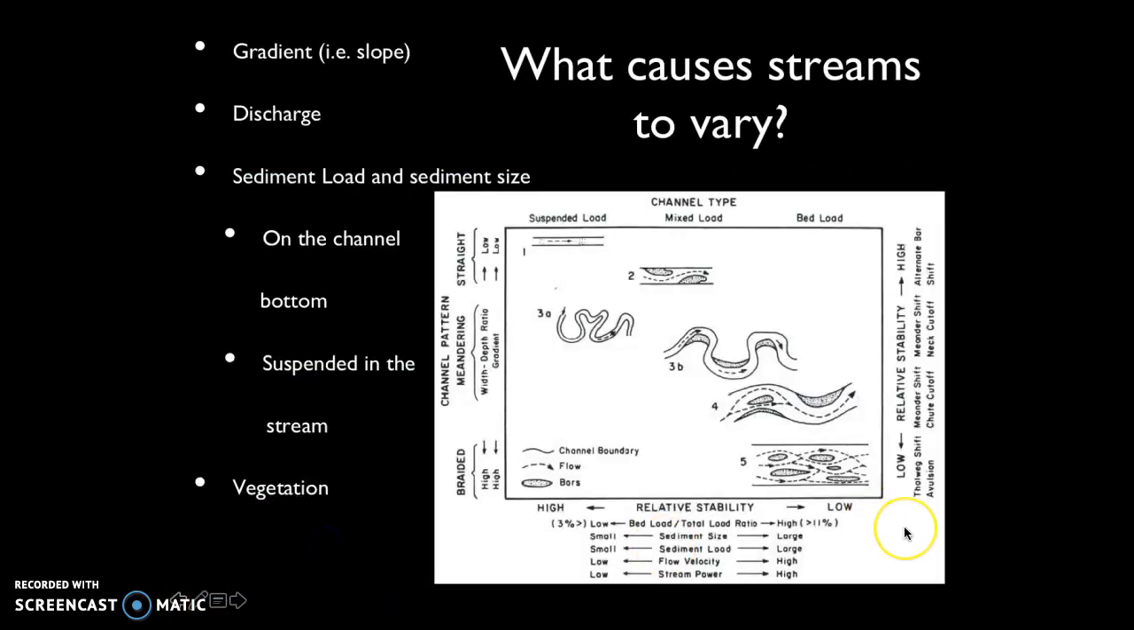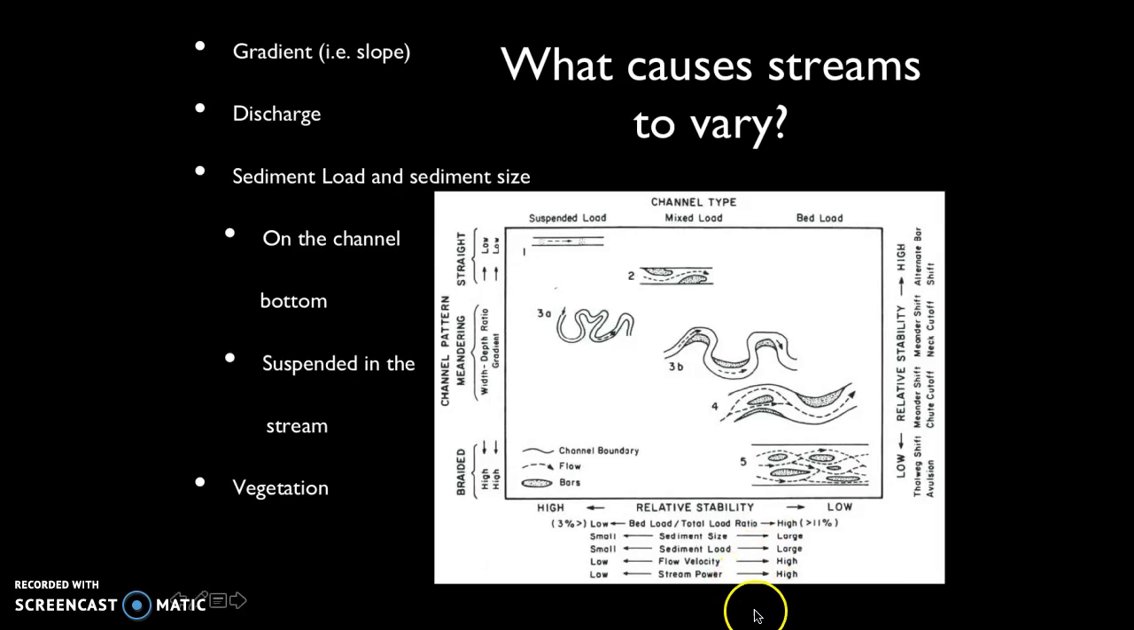Okay, so what is going overall to cause a stream to vary? We have talked about this, but I just want to summarize it. This graph is actually pretty great. If you want to, pause this video and look at it a little bit more closely. The gradient is one of the bigger things that determines whether a stream is going to be straight, meandering, or braided. Also the discharge, the amount of water coming through the stream at a particular point, is going to change whether it's going to be straight, meandering, or braided. The sediment load and the sediment size are going to have a big effect on that as well.